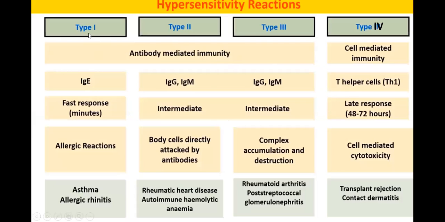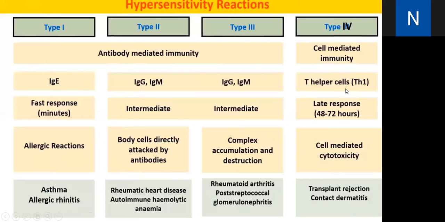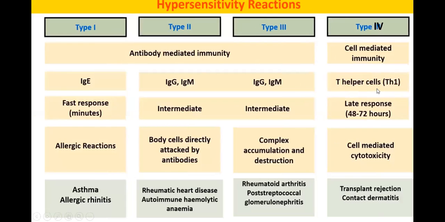For example, in types 1, 2, 3, an antibody-mediated immune response is involved in the hypersensitivity reaction. Type 4 is cell-mediated, in terms of humoral and cell-mediated. We will talk about cell-mediated in tomorrow's class, but we already discussed that it involves the T helper cells, and it causes cell-mediated cytotoxicity, and transplant rejection is also one of the mechanisms.